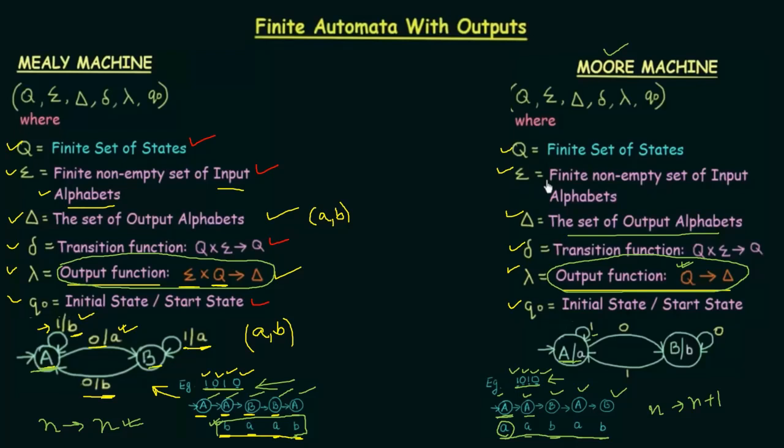Okay, so that's it for finite automata with output. Now we are going to have a deeper discussion about the Mealy machine and the Moore machine. We are going to see some examples, and then we are going to talk about the conversion from Mealy machine to Moore machine and Moore machine to Mealy machine. Now you are going to see some examples of how I can create a Mealy machine from a given problem statement.